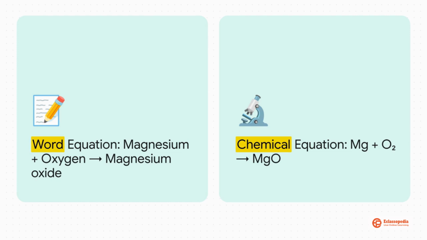We put our reactants, magnesium and oxygen, on the left side, we draw an arrow to show the direction of the change, and we put our final product, magnesium oxide, on the right. So Mg plus O2, arrow, MgO. It's precise, it's universal, and it's way faster to write.